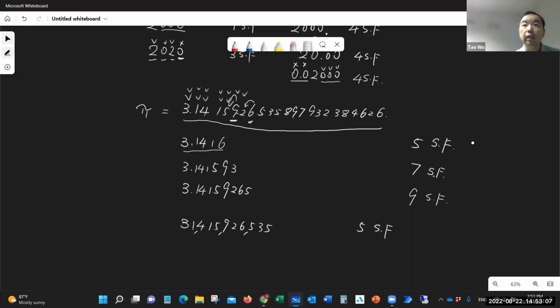Again, you're doing the same thing. Count from the left to the right. 1, 2, 3, 4, 5. And then you look at the next one. The next one is a 9. Okay, so you round it up. Then you're going to write 31416, and then what are you going to do? Please do not cut off the rest of the others.